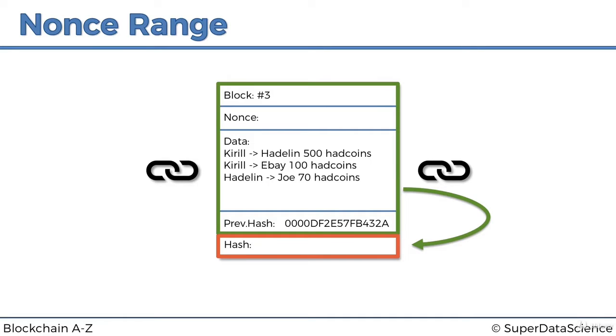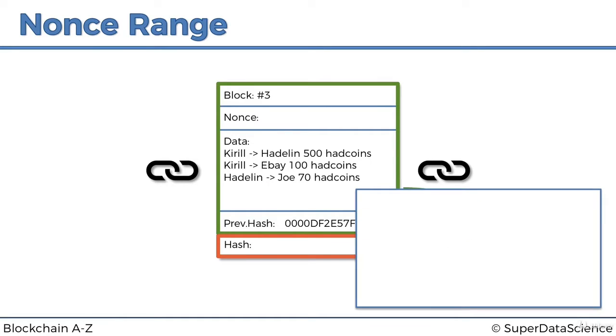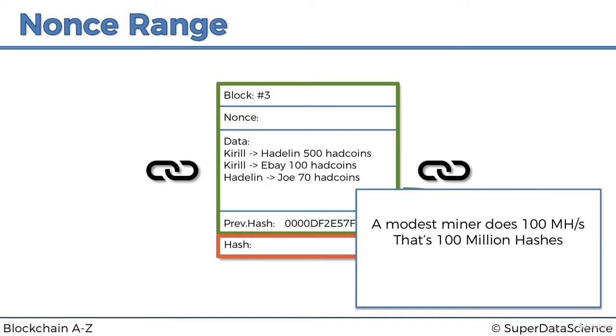Well, let's say this first thing, that a modest miner does about 100 million hashes per second. That's not the fastest, not the slowest type of mining rig that you can get. So 100 million different hashes are tried per second, and that means those 4 billion iterations of the nonce will be done in, if you divide 4 billion by 100 million, 40 seconds.